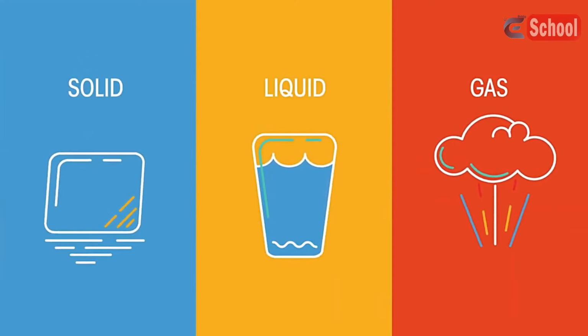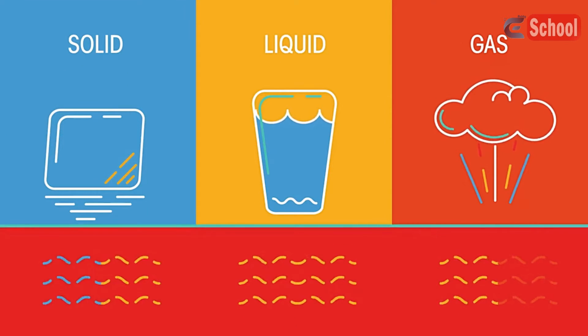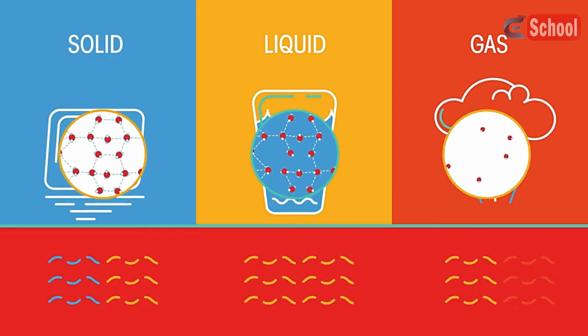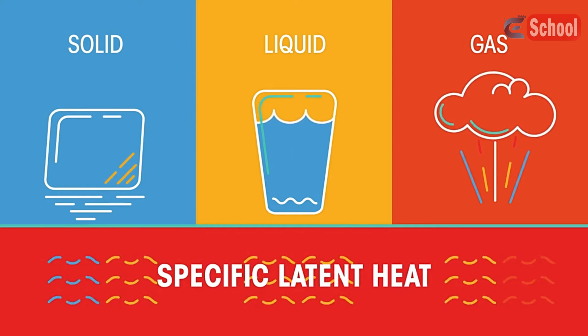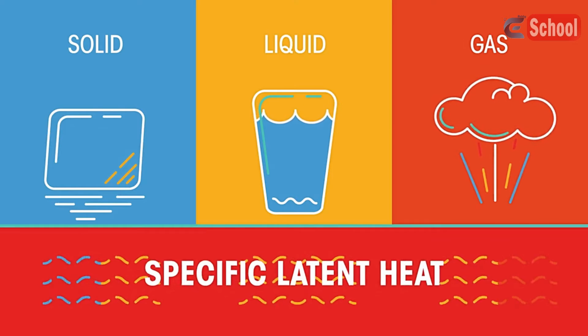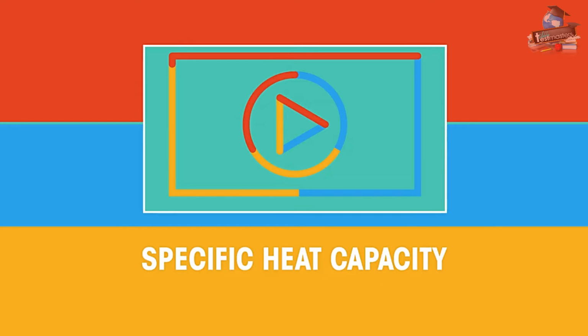When a substance changes its state, heat energy is involved. The energy is not to heat up the substance, but to separate the molecules from each other. This is known as specific latent heat. Specific latent heat should not be confused with specific heat capacity. Before watching this video, I recommend watching this one first.